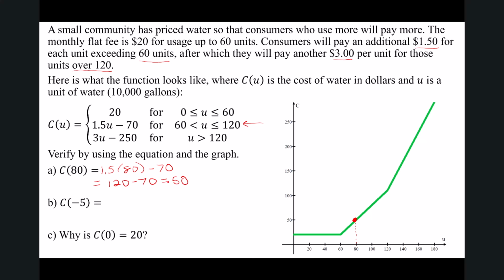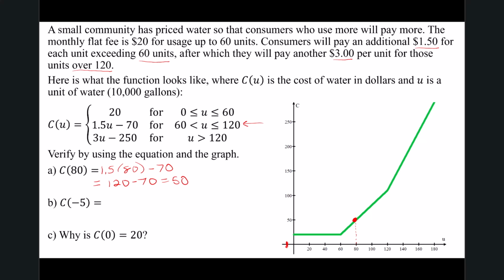What about C(-5)? If I look at my graph, negative 5 is not included. That would be about right here. And actually, negative 5 doesn't even make sense in this situation because you're not going to use negative 5 units of water. The smallest amount you could use is 0. So there is no function value for C(-5) because the function is not defined there.